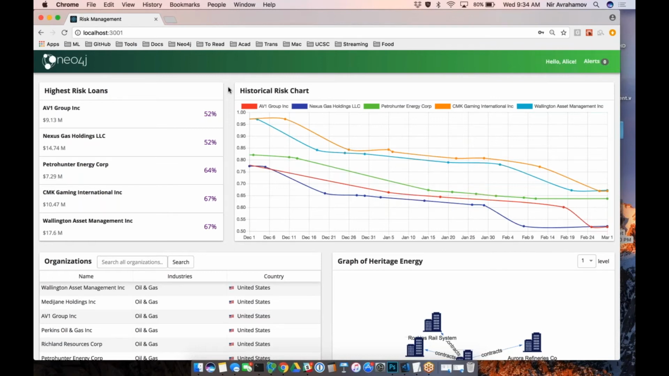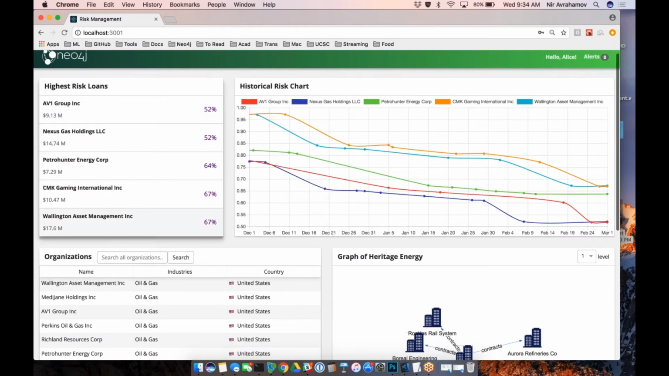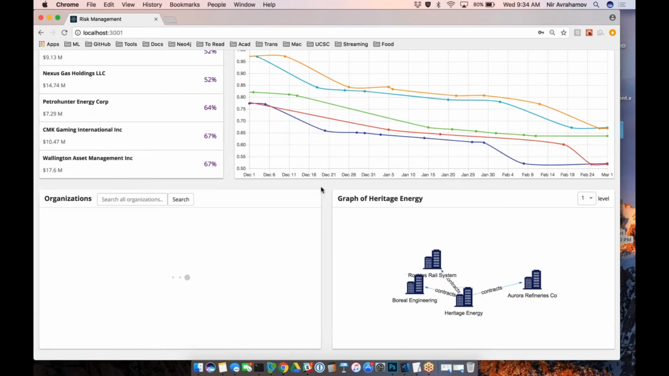So this is kind of what an analyst desktop might look like. They have the highest risk loans based on the companies that they're following on the top left. Then you have a risk chart, which is showing these loans and how the risk levels have been changing over a period of time. And then you have a search grid here, where you can search for different companies. Just type in and then hit search. And it's really snappy.